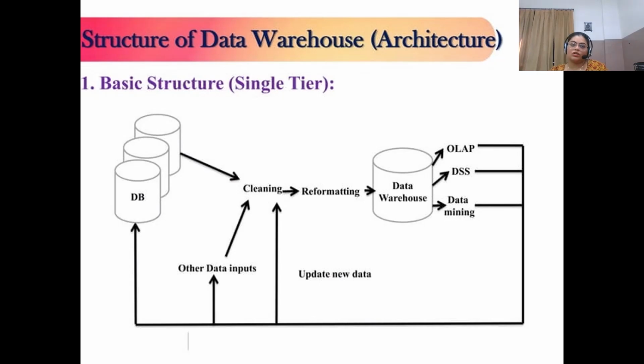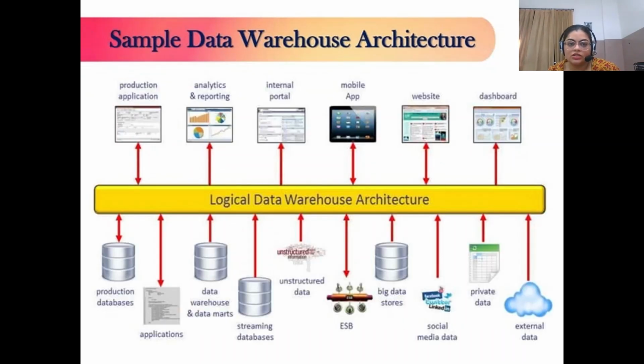So this is the overall structure of a data warehouse. This is, we can say, the single tier structure. This is the basic structure. Here you will find the databases, the other data inputs, the update of new data, cleaning, and then reformatting. Then you will find it in all the data warehouses. Then from this data warehouse you will use other tools like data mining tools, decision support system tools, and OLAP tools. Then these tools will go to the database.